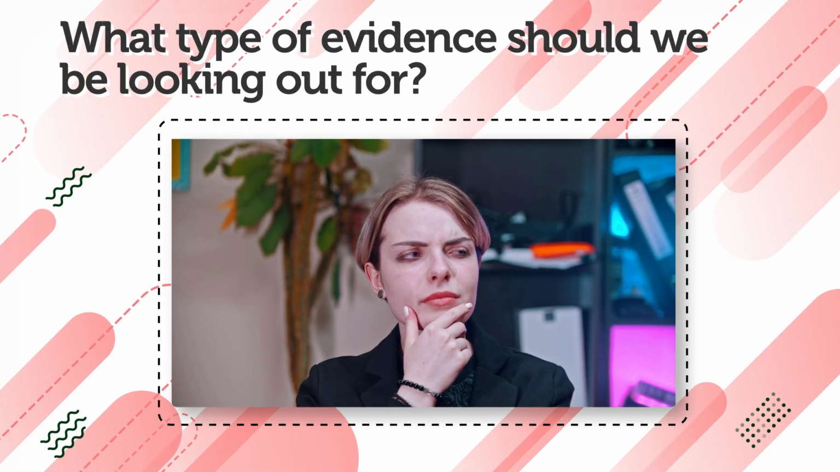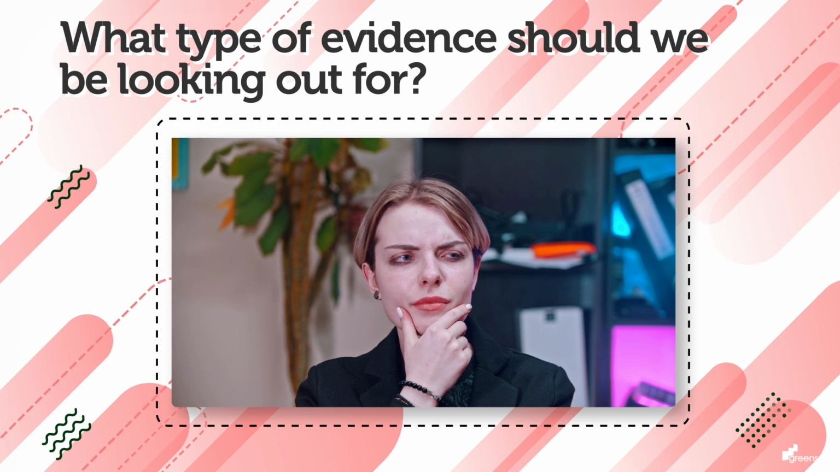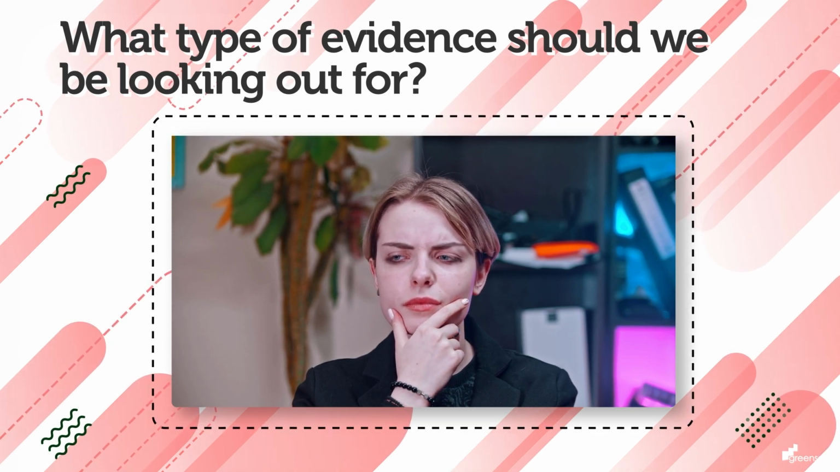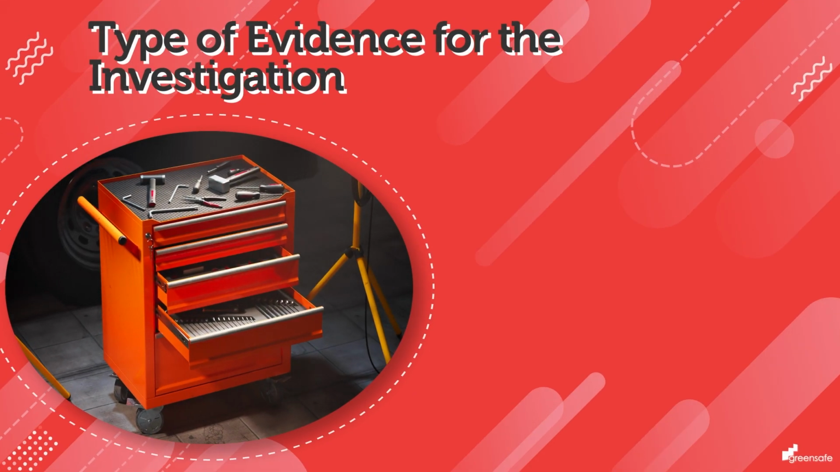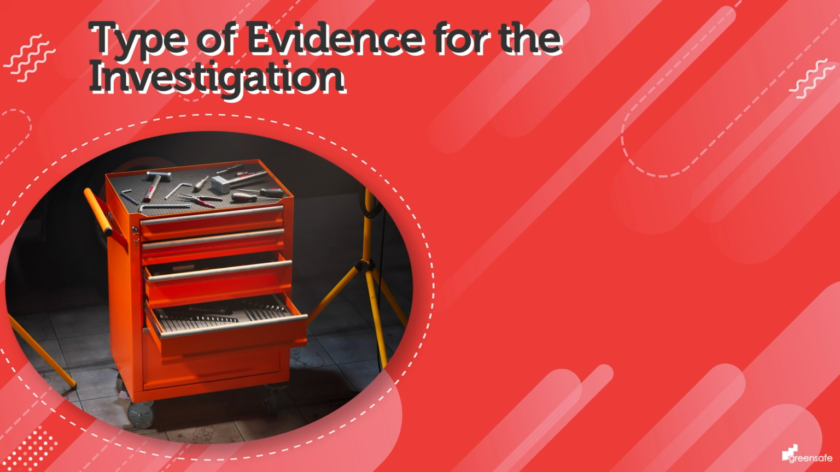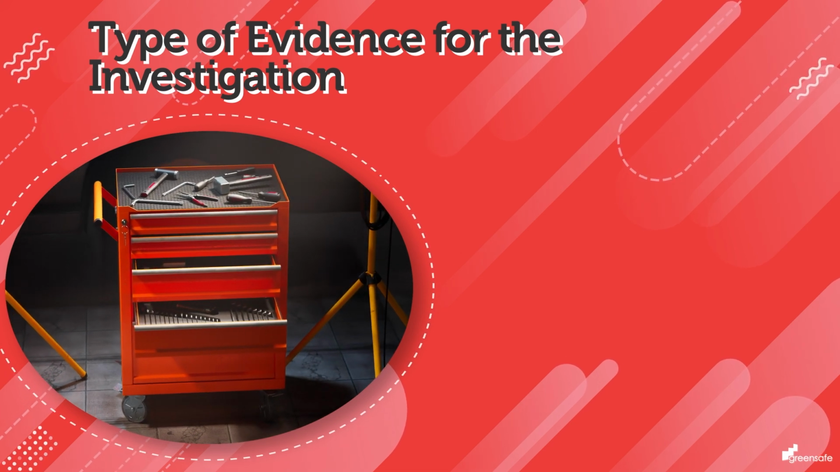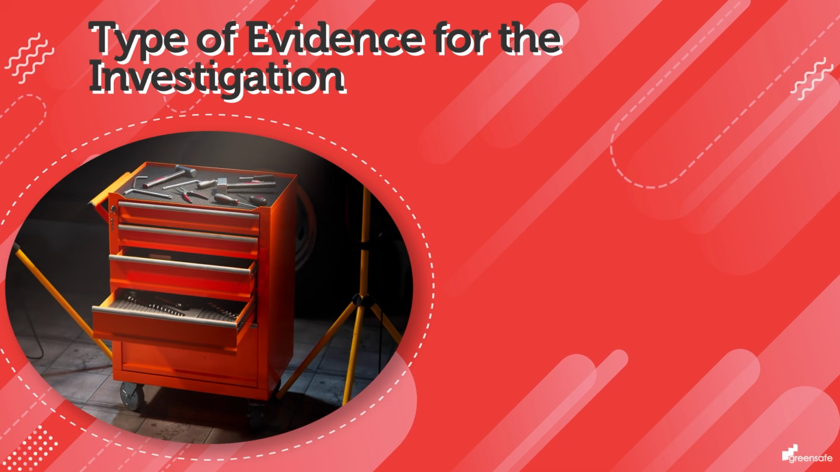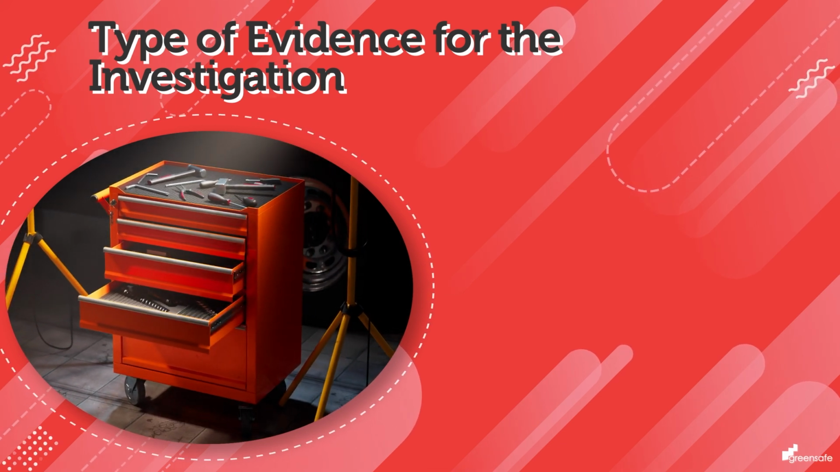Together as much evidence as possible. What type of evidence should we be looking for? For a thorough investigation, it is very important to be aware of the different types of evidence we need to be considering. Only then can you look out for them and use them to get further information.